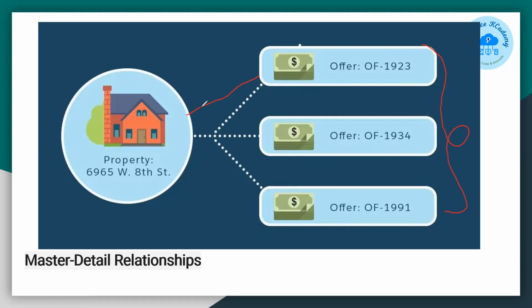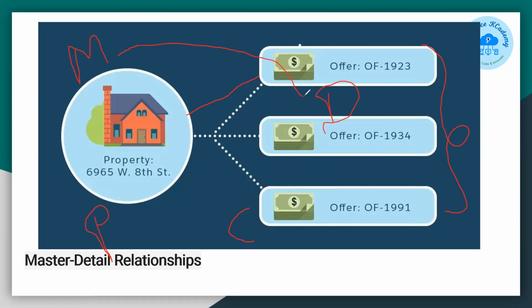Something which is tightly bound is called a master detail relationship. In the sense, these offers will come under the detail, and this is coming under the master, or you can say this is the parent, and these are the children. If the parent gets deleted, the child should also get deleted, because I don't want to use the child properties individually. Or I can say the detail object is tightly bonded with the master object.